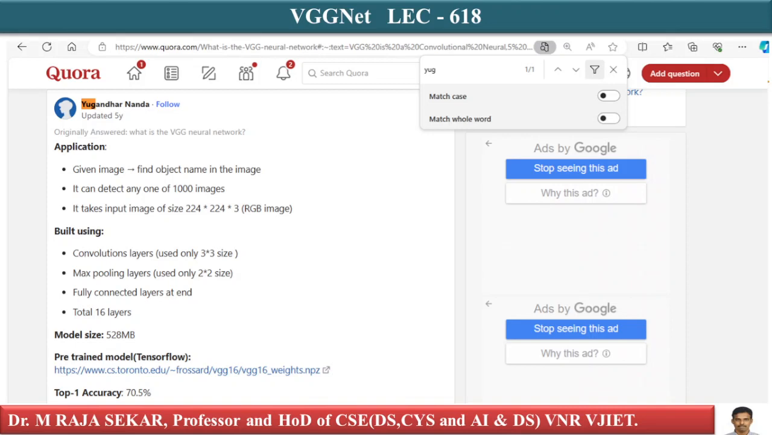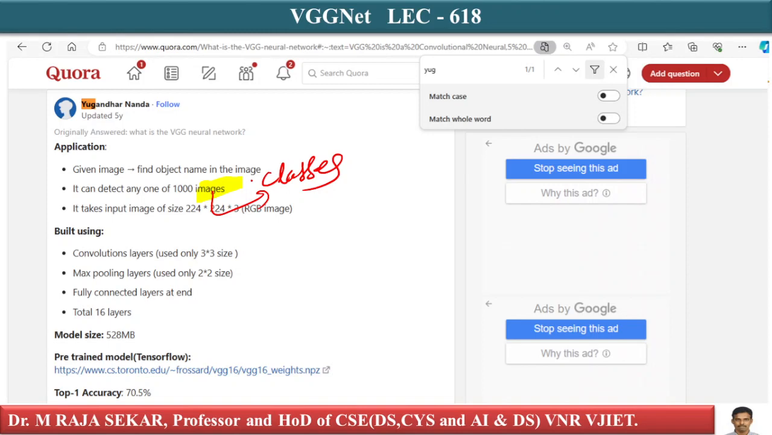You have to detect 1000 classes. There is some mistake here: it's not 1000 images, actually it is 1000 classes. You have to detect 1000 classes, not images. Here it detects one of the 1000 classes.